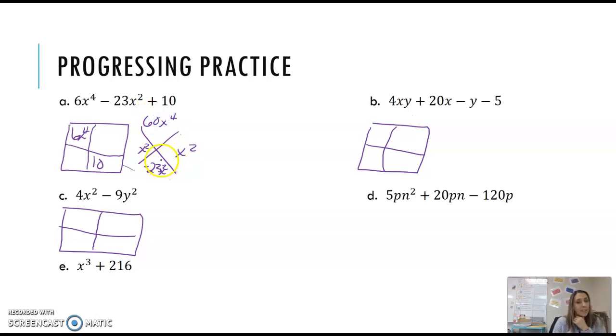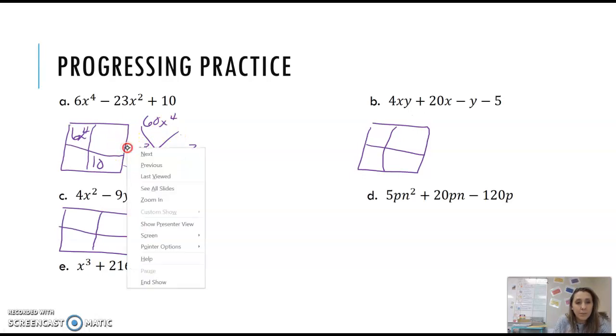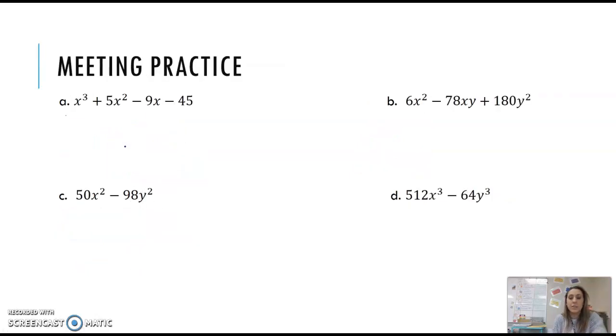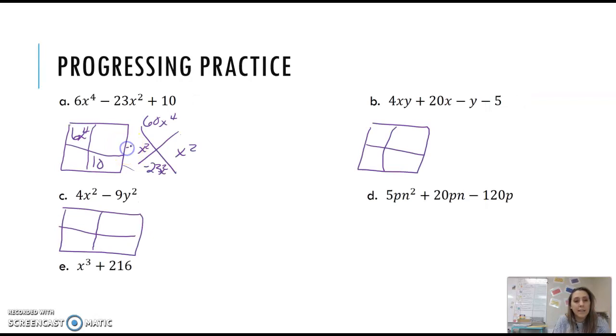Okay, so what are the factors of 60 that add up to negative 23? Go ahead and see if you can figure that out. So we need a positive 60 and a negative 23. That means both of these are going to be negative. So I'm going to get negative 20 times negative 3. If I multiply those, I get a positive 60. If I add them together, I get a negative 23. And then I'm just going to put my negative 20x squared here, my negative 3x squared here.